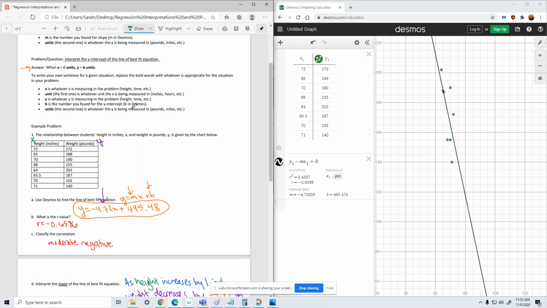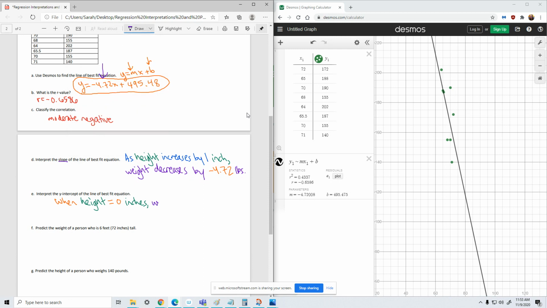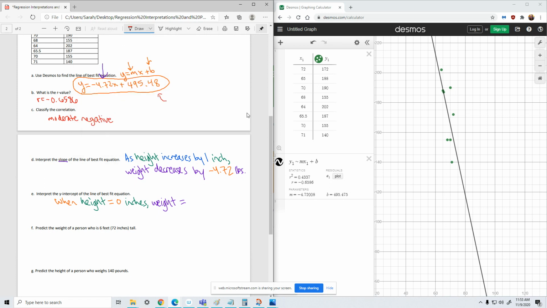And then what do we say next? Y equals b units. So y in this problem is measuring weight. My b number in this problem is 495.48. And weight is being measured in pounds, which I'm again going to abbreviate. So this sentence right here, when height equals 0 inches, weight equals 495.48 pounds, talks about what that y-intercept means in this problem.